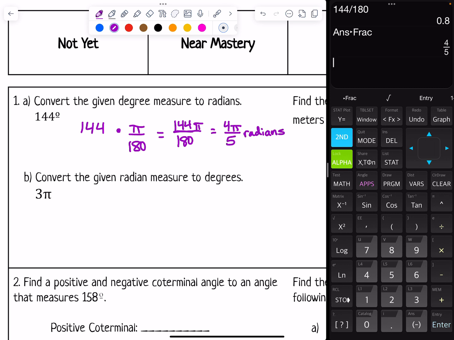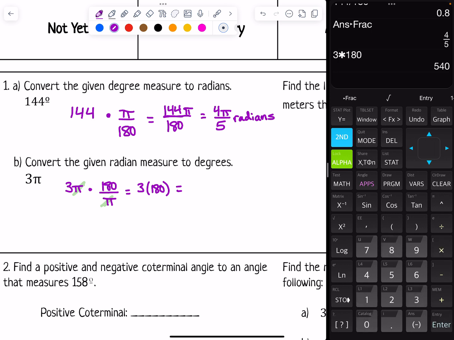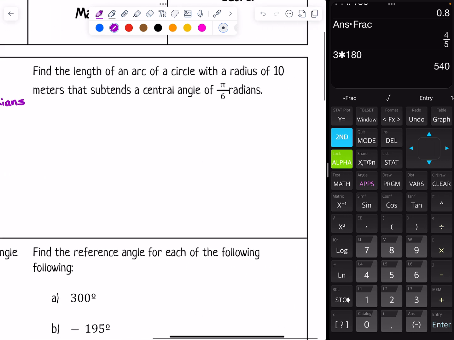For part B, I want to convert the given radian measure to degrees. So I just need to go the opposite way and multiply by 180 divided by pi. I always remember that if I want to get rid of the pi to put it into degrees, I need to put them diagonal from one another so that way they cancel each other out. So that helps me remember which way to write it. And then I just bring over 3 times 180, which I believe is 540. Yeah, 540 degrees.